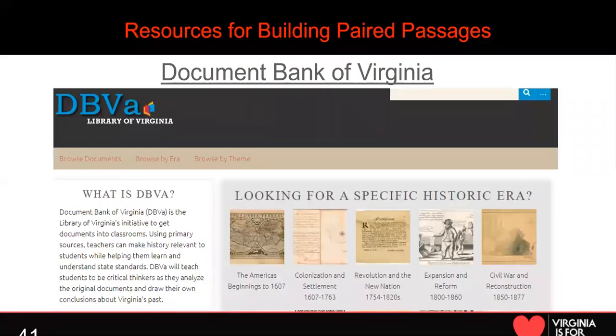This is especially useful for U.S. history resources sorted by era. There are lots of political cartoons and maps and really interesting source material that is also typed up. So you don't have to just look at a handwritten document from the 1600s and try to figure out exactly what it says. There are translations for you here at Document Bank of Virginia.